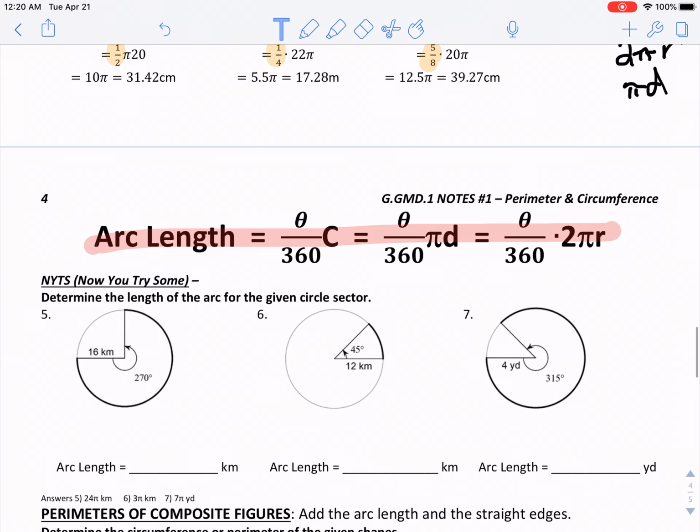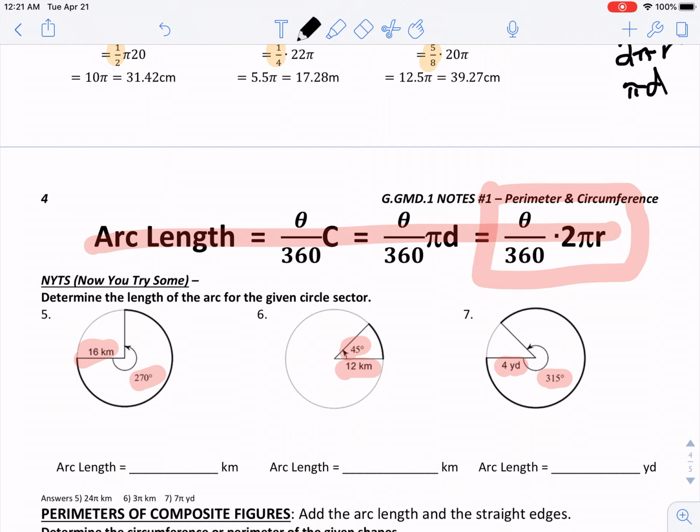All right, as we scroll down here, this one: central angle is 270, radius is 16. Central angle 45, radius 12. Radius 4, central angle 315. We just plug those in. They give us the radius on each one, so we want to make sure we're using that formula, all right? The central angle over 360 times 2 times pi times the radius.